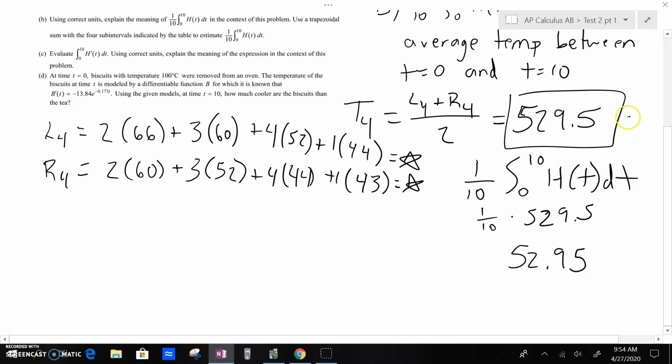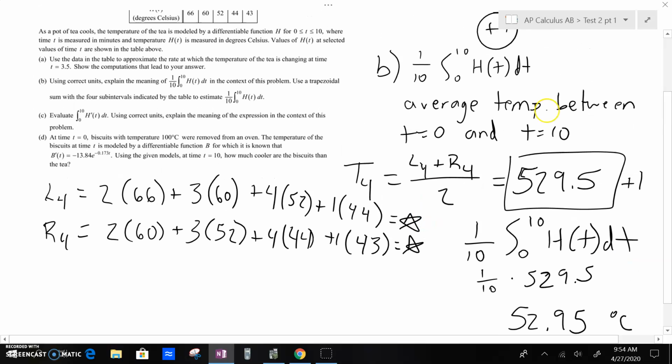Doing trapezoidal correct gets you a point, and then coming up with the final solution gets you a point. And let's see, using correct units to explain the meaning: this would be degrees Celsius. It's an average temperature, and I should have said the average temperature, maybe in degrees Celsius, between 0 and 10. I should be more careful with my wording on that.